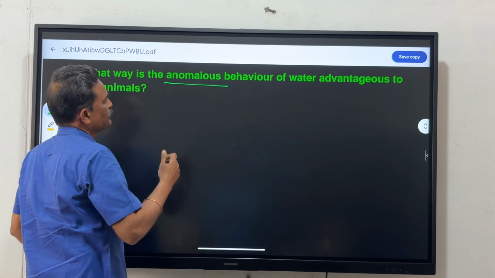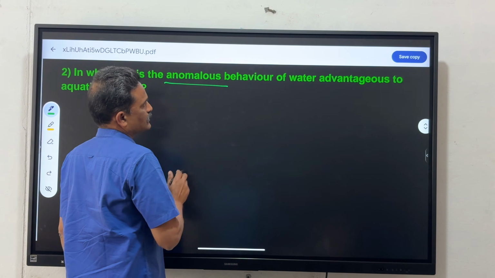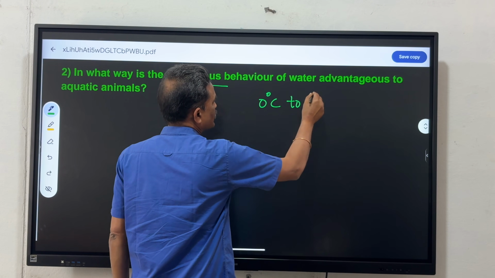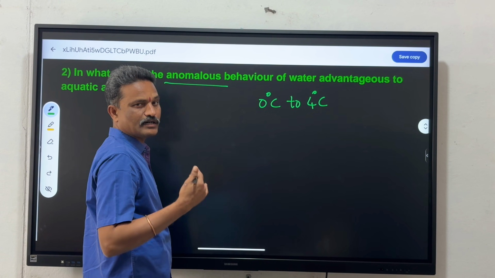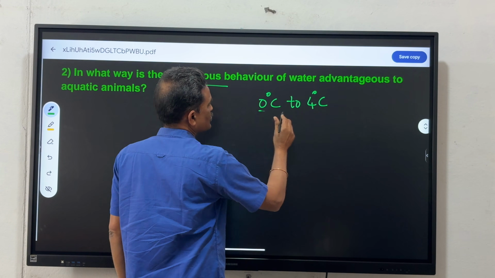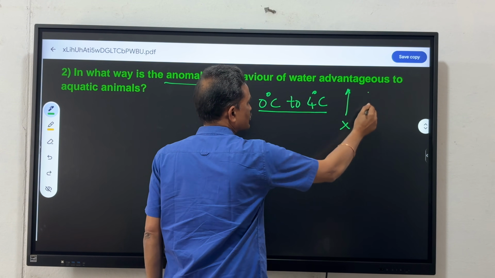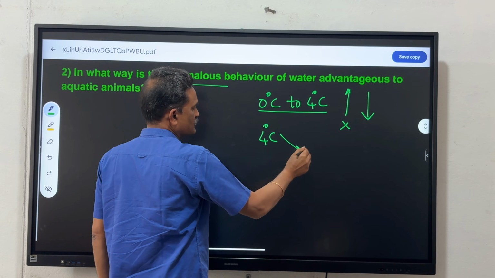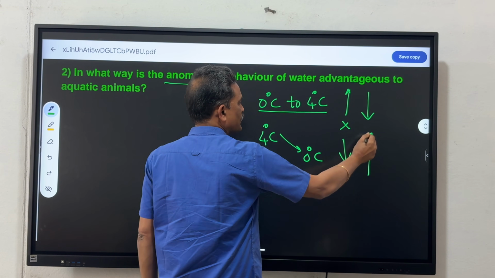Anomalous means atypical behavior. What is the atypical behavior of water? That is called anomalous expansion. So water, when it is heated from 0 degrees Celsius to 4 degrees Celsius. In general, the volume of any substance increases on heating. But when water is heated between 0 and 4 degrees Celsius, instead of undergoing expansion, it undergoes contraction. And the other way around, when it is cooled from 4 degrees Celsius to 0 degrees Celsius, instead of undergoing contraction, it undergoes expansion.